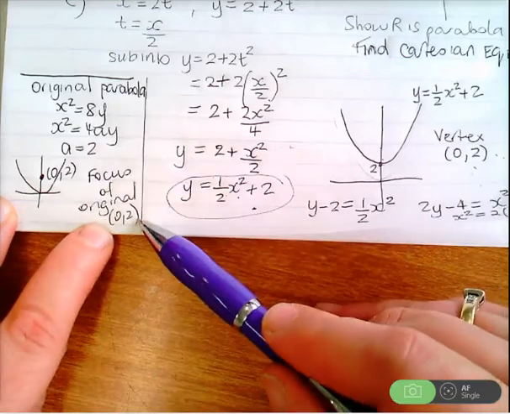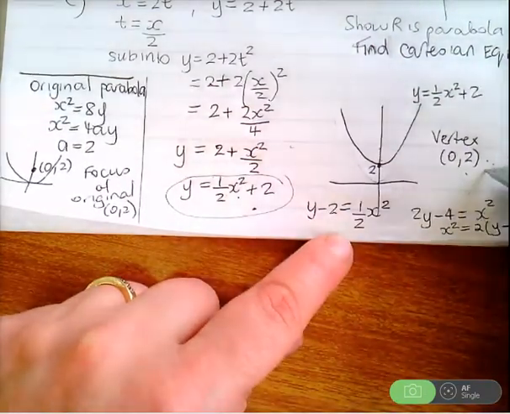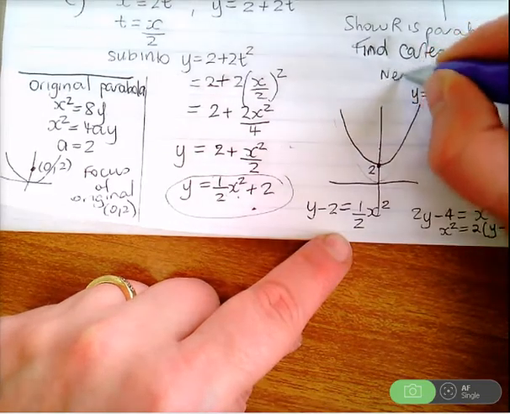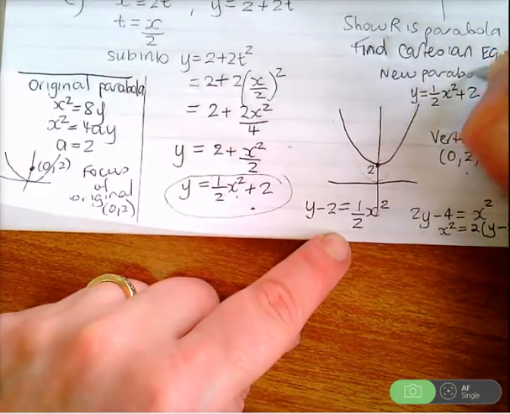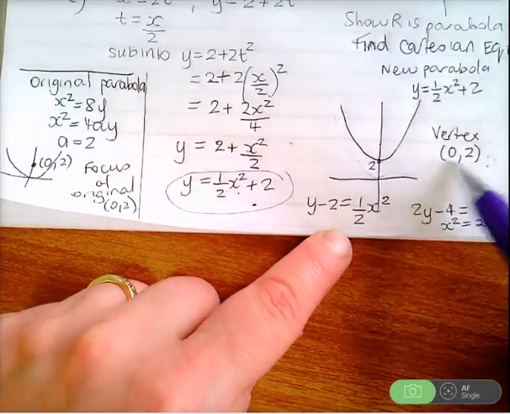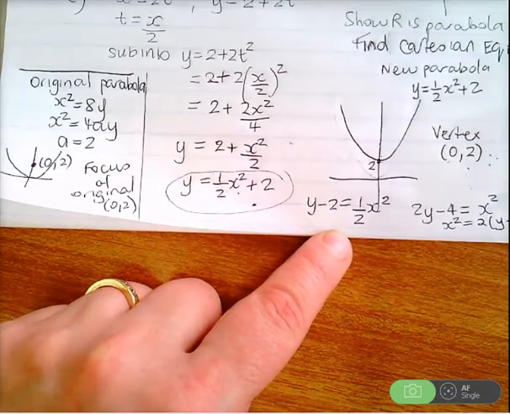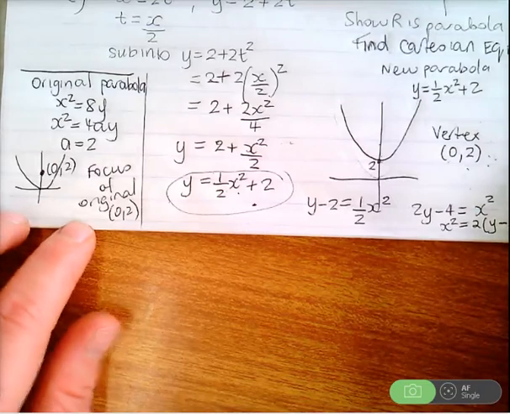It has focus 0, 2. And the vertex of your new parabola, this is the new parabola, the vertex of the parabola formed by the locus of R has vertex 0, 2. So you can write a conclusion. Therefore, the vertex of this parabola equals the focus of the original parabola.